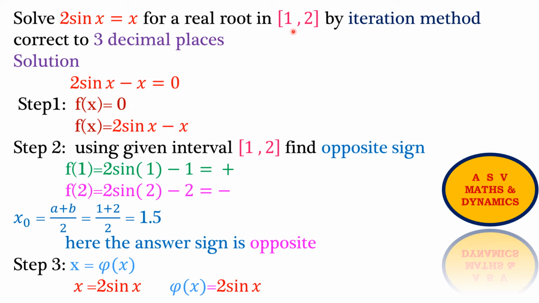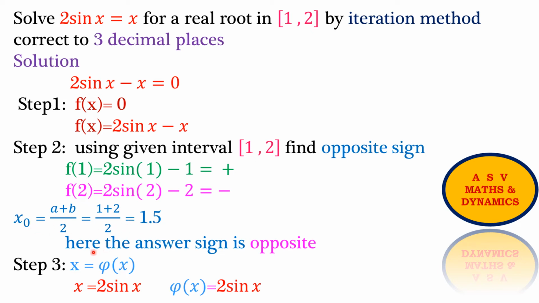Then using the interval, you apply it in f of x and you have to get opposite signs. When you substitute 1 in the function, your value is positive. When you apply 2 in the function, the answer is negative. This is opposite sign. Using the interval, you can calculate x naught: a plus b divided by 2. Here a is 1, b is 2. You add and divide by 2, and you get 1.5. Right, now x naught is 1.5.